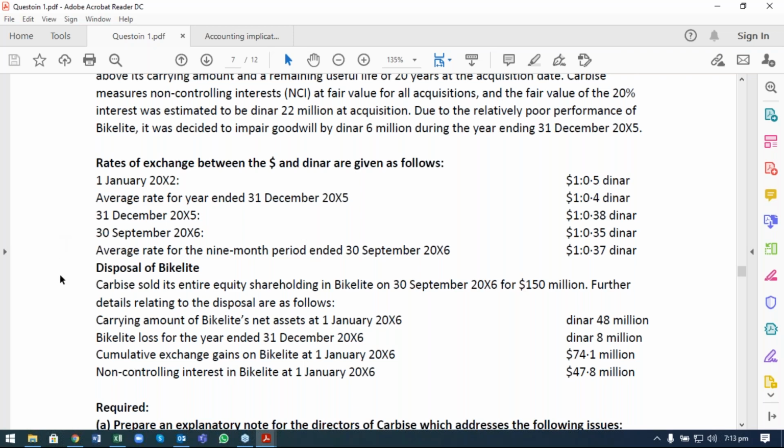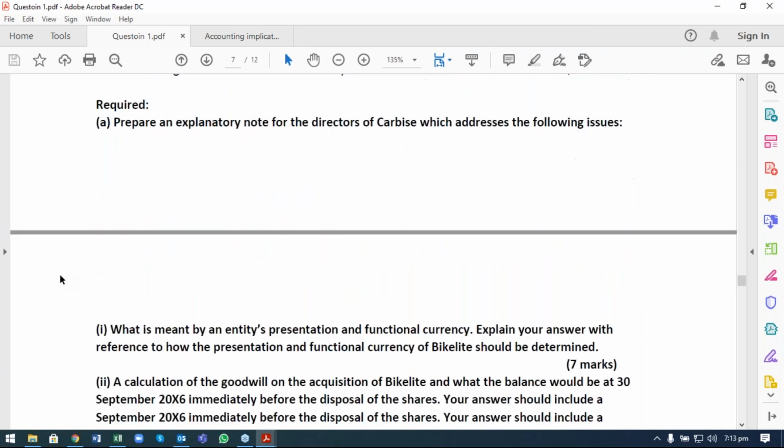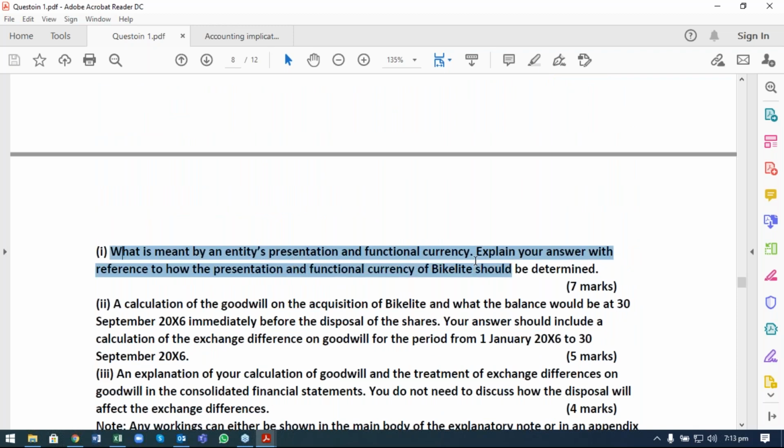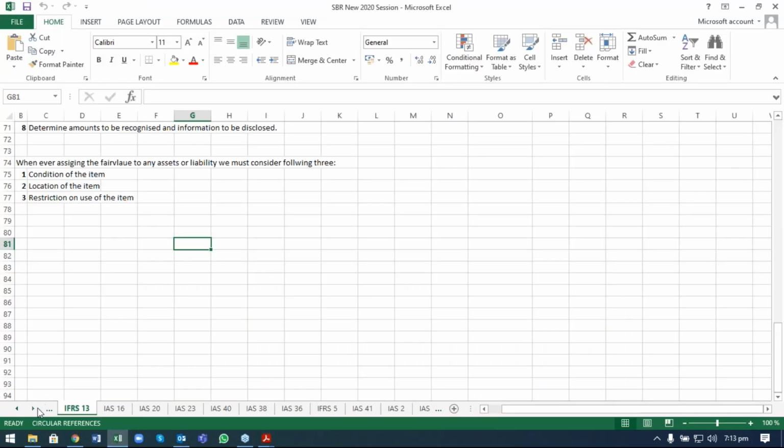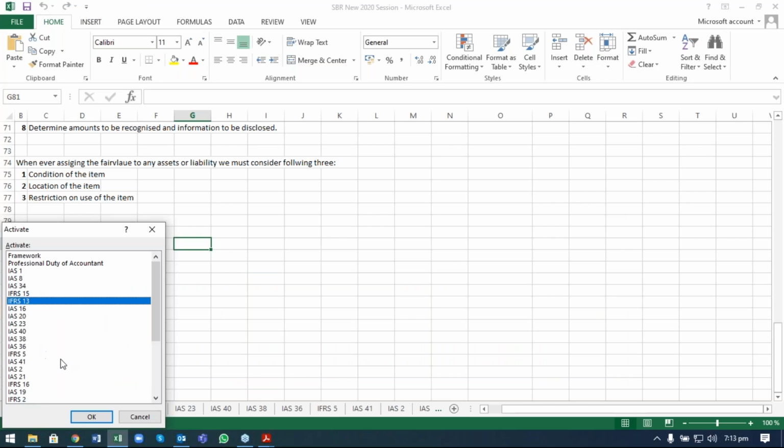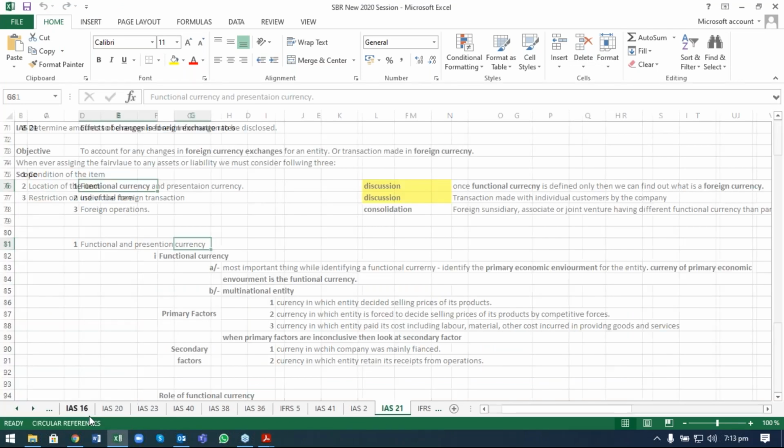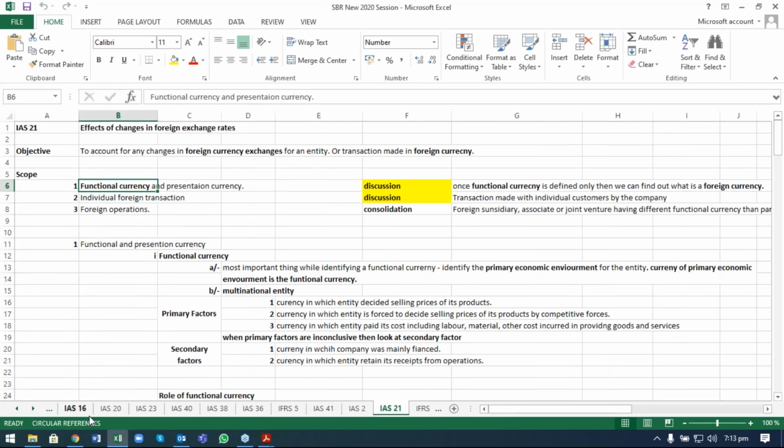So if you're looking into the very first requirement of this question, which was how the presentation and functional currency of Backlight should be determined, how we can determine the presentation and functional currency of a subsidiary which was acquired on 1st January 2002. For that matter, we need to apply IAS 21. I'll look into IAS 21 applications in this question, and first I'll understand what the standard explains and how we are going to identify the functional currency.